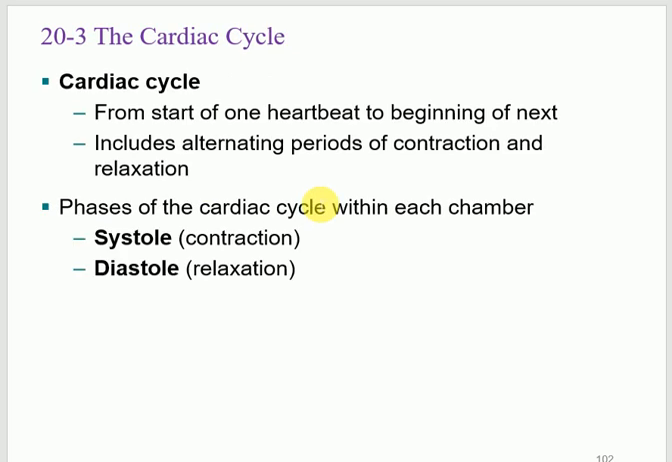Cardiac cycle. The cardiac cycle is contraction and relaxation, right? It alternates between atria and ventricles, but let's take one of them. You contract, you relax. Contraction is called systole. Okay, you have to remember this. Systole. Relaxation is called diastole. So it's like this: systole, diastole, systole, diastole, contraction, relaxation.